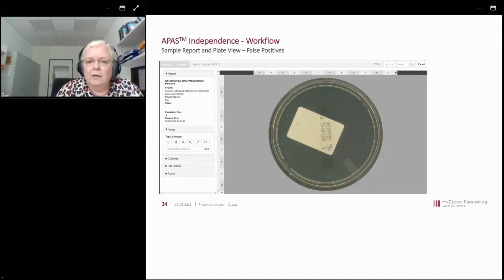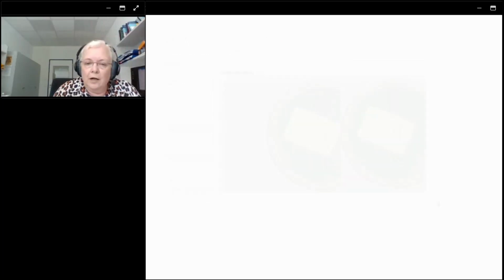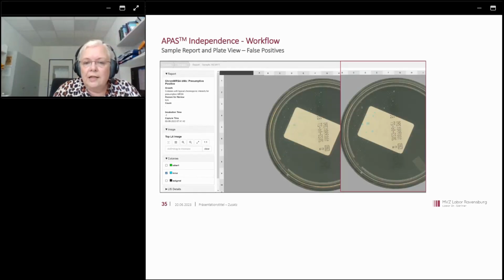Sometimes you see a positive here, and you think about it and check it visually or by imaging, and say, what does the APAS think is positive here? In this moment, you can let it mark, by touching the colonies, with a square what it interprets as positive. And you see in the small squares, okay, those are not colonies, you think they are real MRSA. So this is a false positive, but it convinces you that a true positive you will never miss.